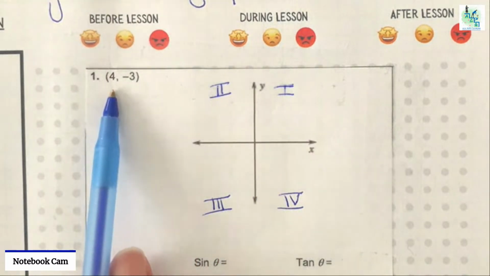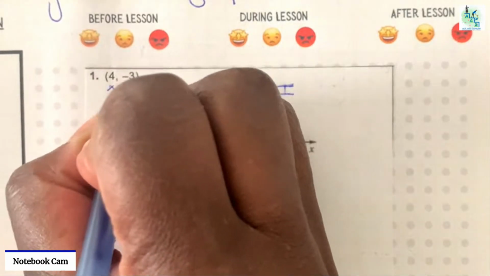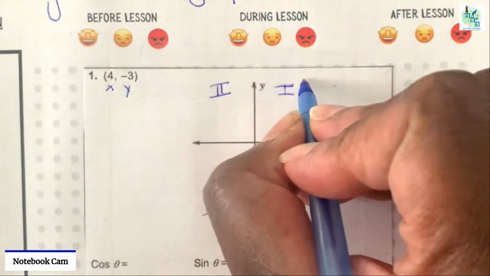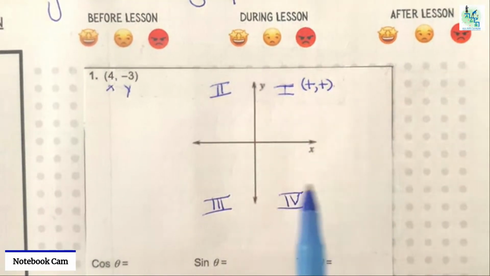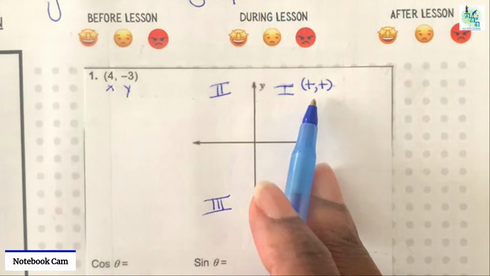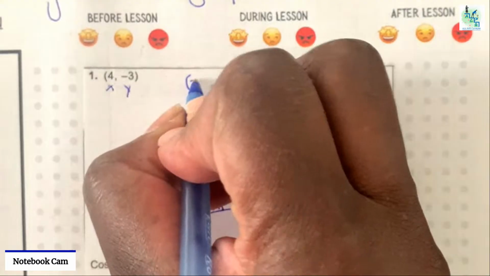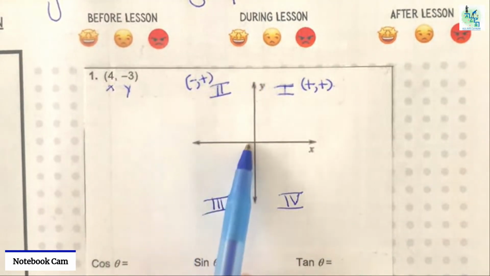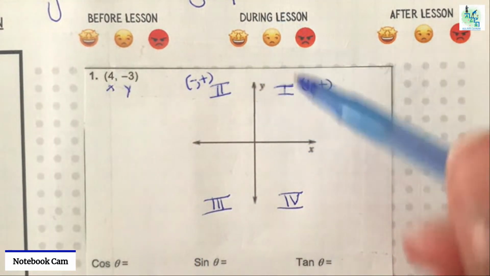Well, my x is 4, my y is -3. In quadrant 1, all the points are positive, positive. So that means my x and my y are both positive. In the second quadrant, we have negative, positive. So that means my x-axis is dealing with negative numbers and my y-axis is dealing with positive numbers.